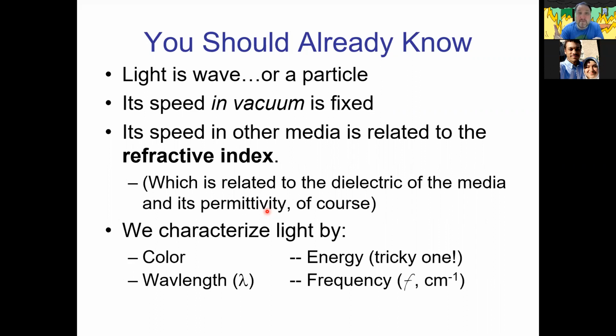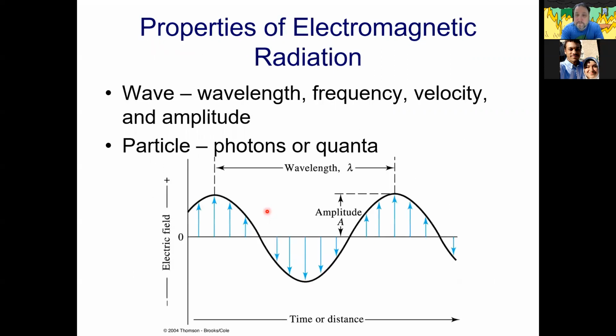We're going to characterize light by its color, right? So red, green, blue. We can characterize it by its wavelength, right? So how many nanometers are there between peaks on a particular wave, and that's going to correspond to color. Energy, there's some tricky units for energy. We can do it by frequency, with the frequency of the light. Centimeters to the -1 is the frequency unit that we'll see when we do Raman spectroscopy, or if we do infrared, FTIR.